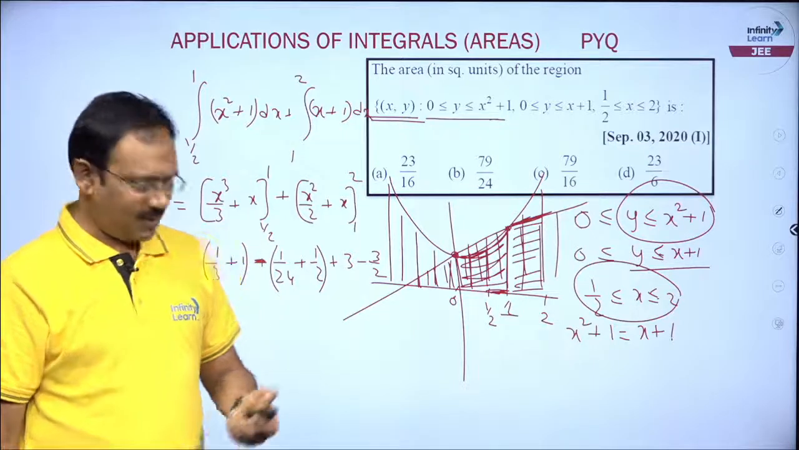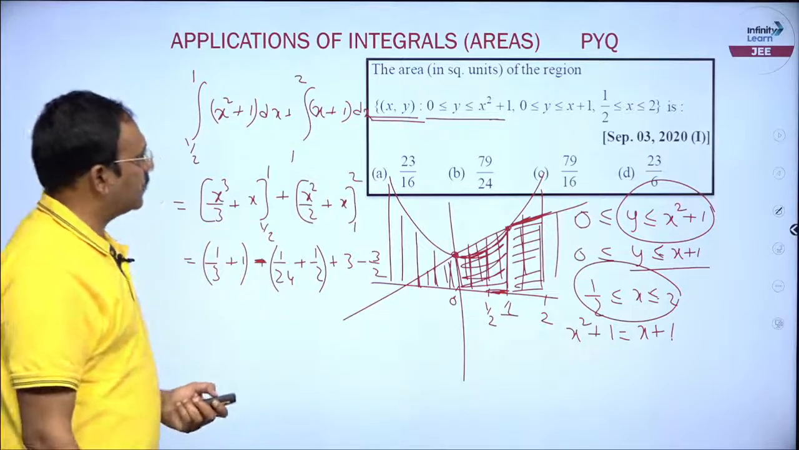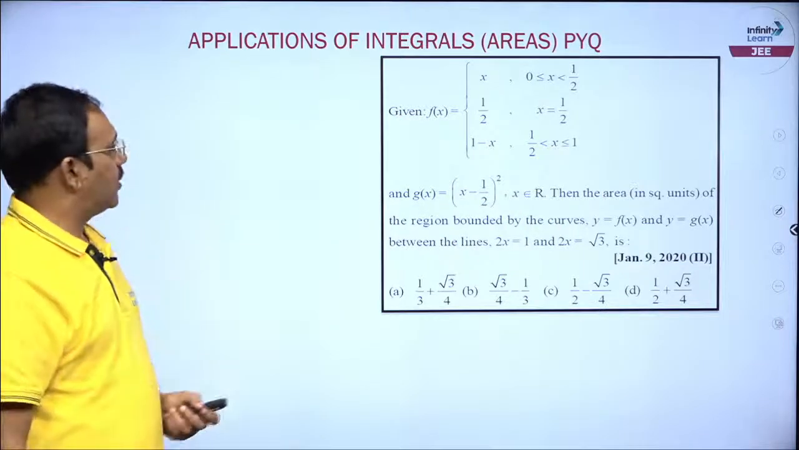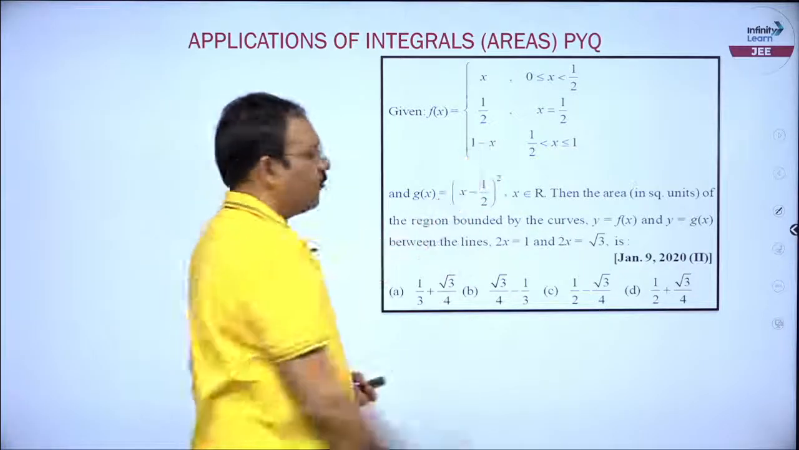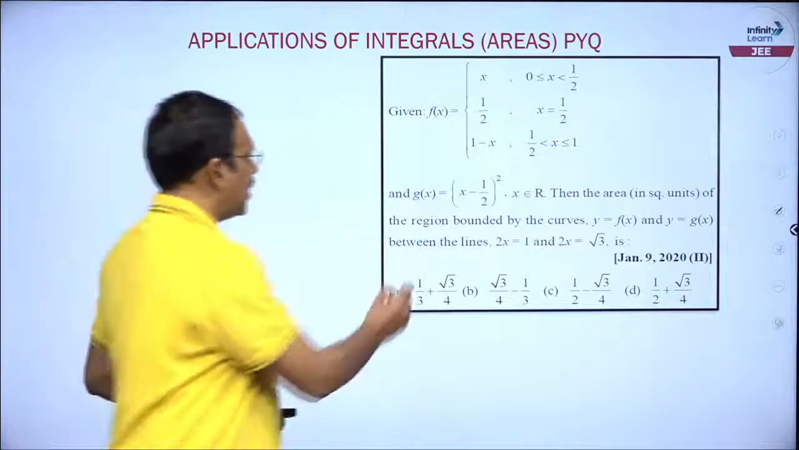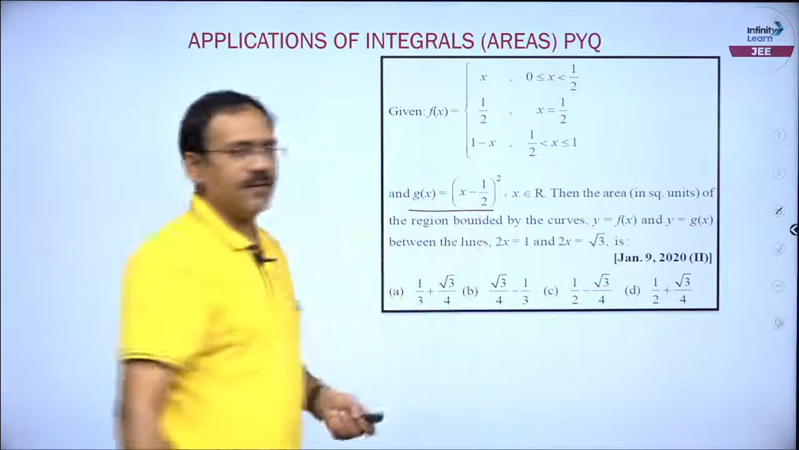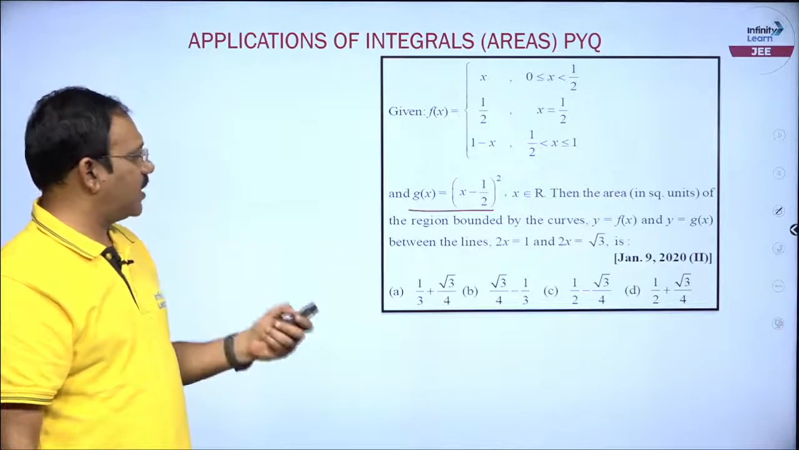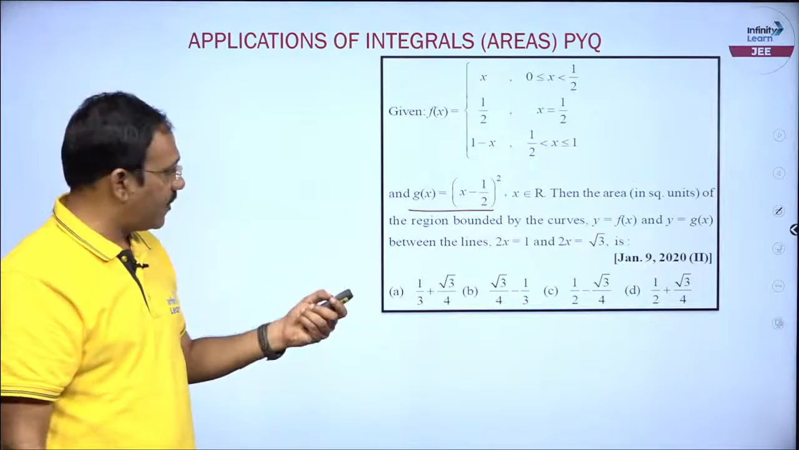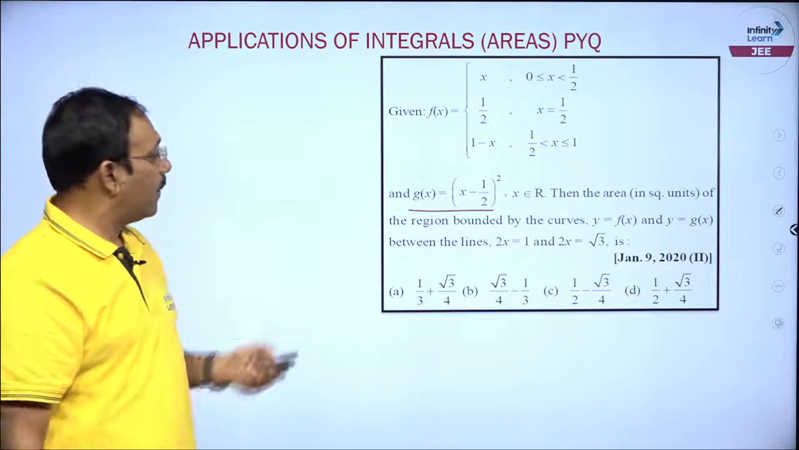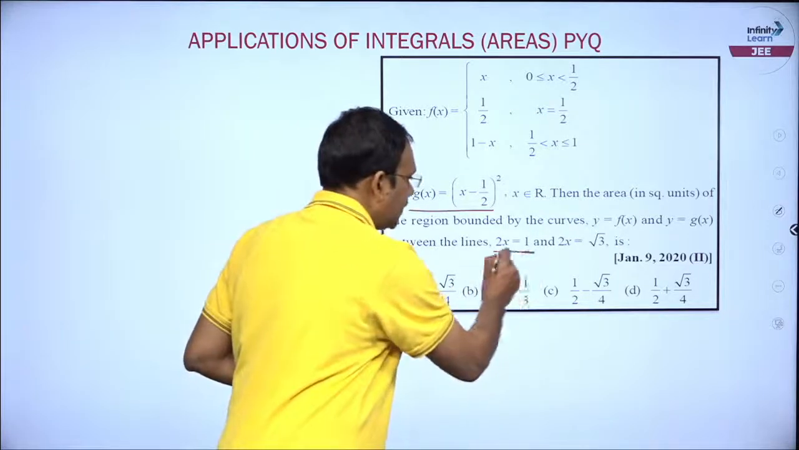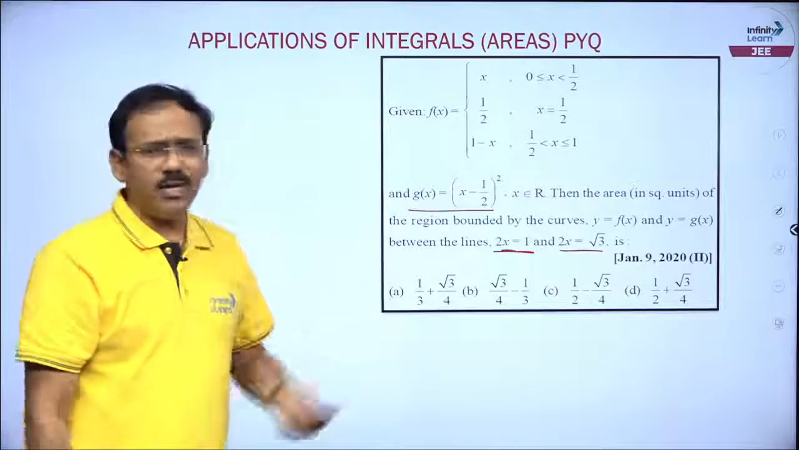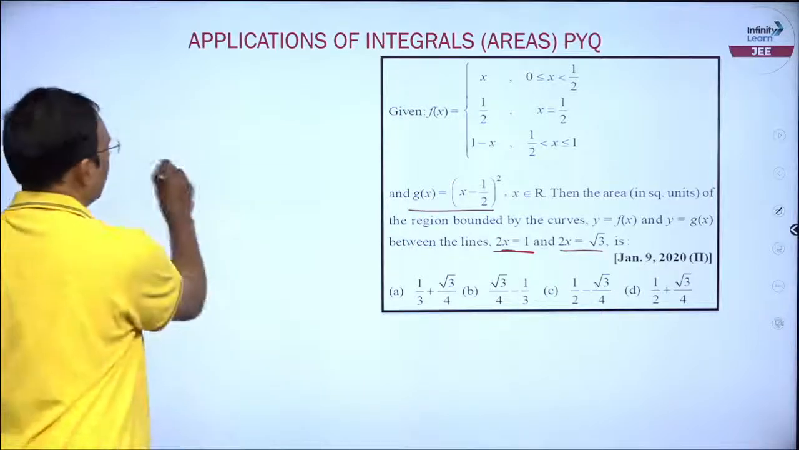Okay dear students, fine. The next one, you see this question. First thing, f of x is a split function given, whereas g of x is another function given. Then the area of the region bounded by the curves y is equal to f of x, y is equal to g of x, between the lines x is equal to 1 by 2, x is equal to root 3 by 2. You just try to plot the graph of f of x and g of x, friends.